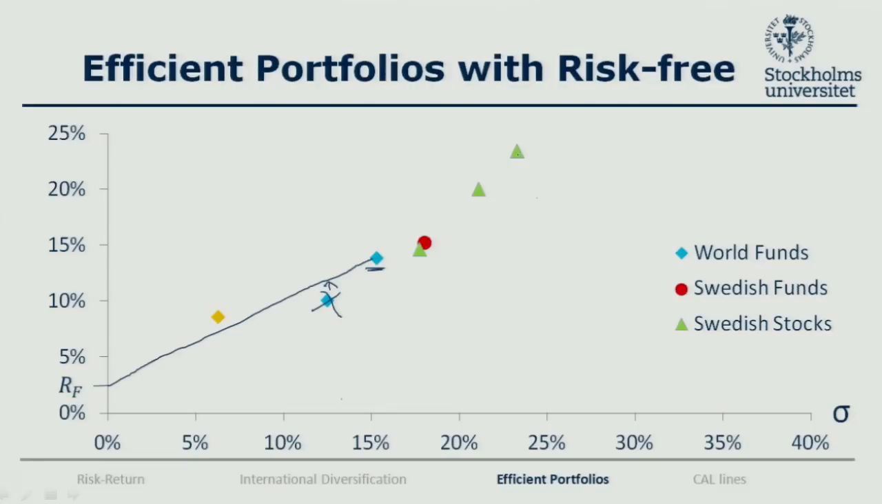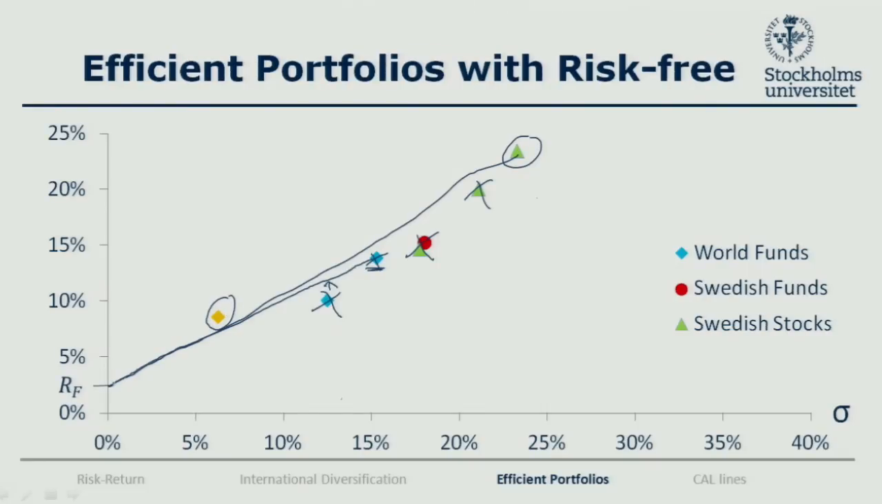In the same way, I can combine this one up here with the risk-free rate. Let's see if I can draw a straight line. I hardly think so. Okay, not so straight maybe. But if I could, I would see that this one is also not efficient, these two are not efficient, and this one is not efficient. The only one I cannot rule out is the fund here.